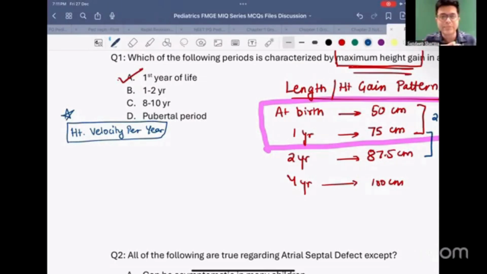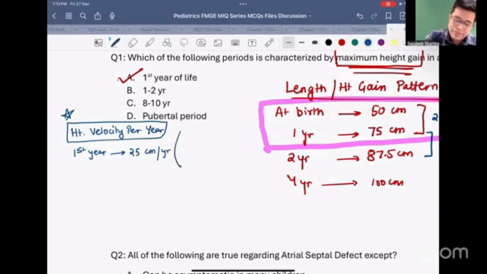If I am an examiner and want to put a fresh question from anthropometry, this is the only thing from where a question has not been asked. So these points which I'm writing are very important. Add them to your notes and please revise them at least once before you go to the exam, because if you read something but don't revise, you will not be able to recall it in the exam. So remember that in the first year of life, the height velocity of any child is 25 centimeters per year.